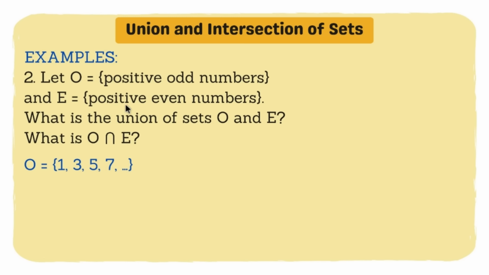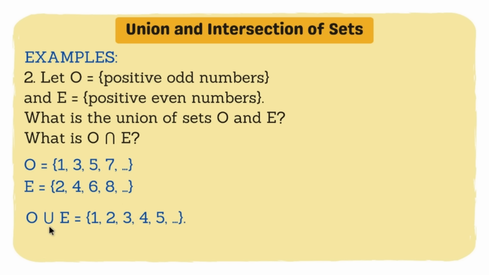Next one, positive even numbers. Ano naman po yung mga elements ni E? Okay, we can start with 2, followed by 4, 6, 8, 10, and so on and so forth by just writing the ellipses. Again, this is another type of infinite set. Okay, now that we have listed the two sets, let's now proceed sa union. So let's write here O union E.